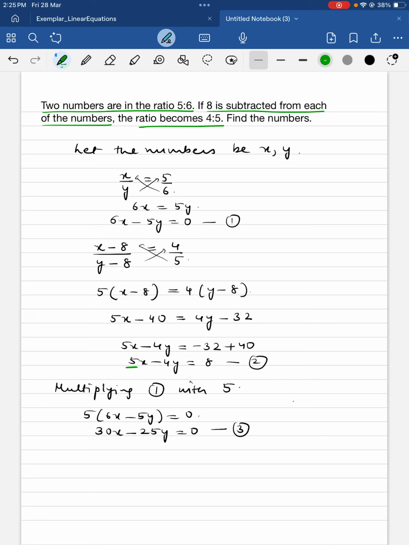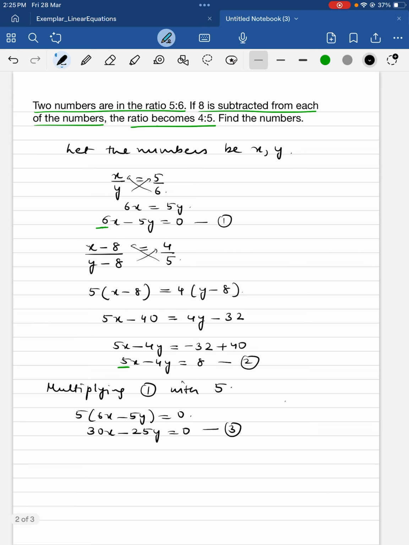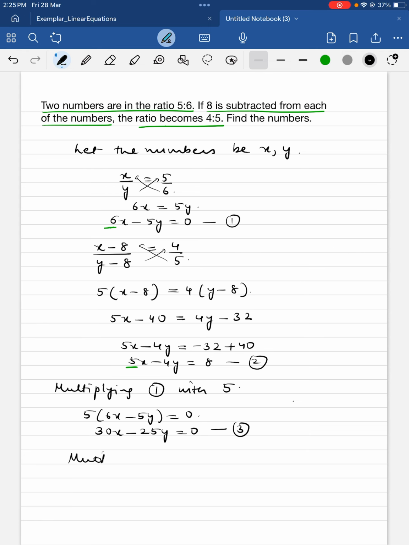Now I also would need to multiply the second equation with the coefficient of x in the first equation, which is 6. Okay, so 6 times 5x minus 4y equal to 6 times 8. And that would give me 30x minus 24y equal to 48. So let me number that as my fourth equation.